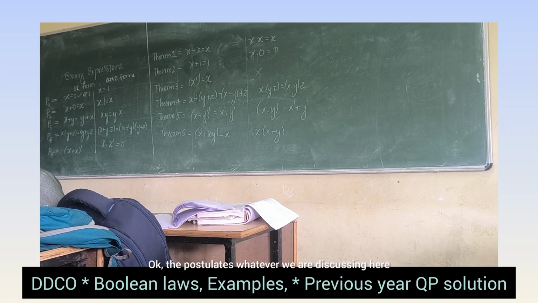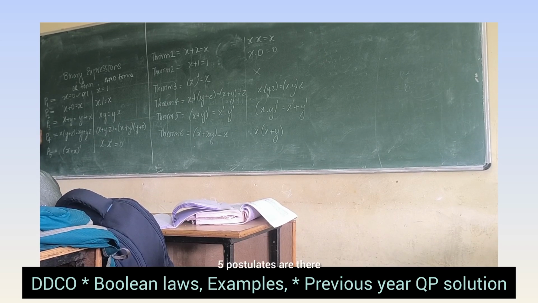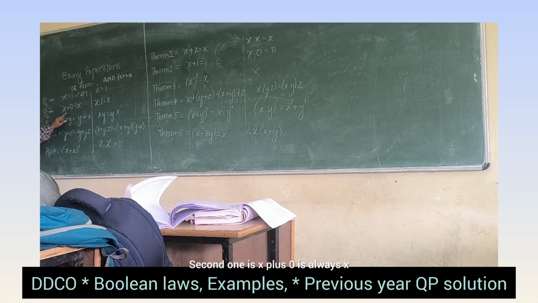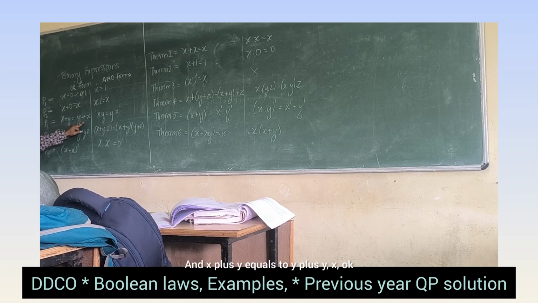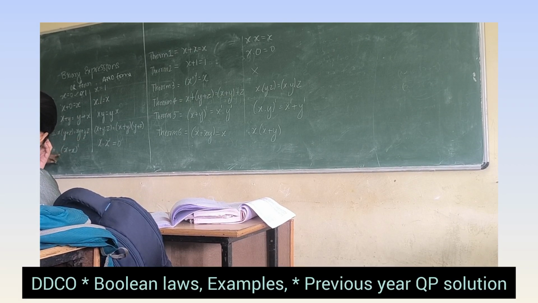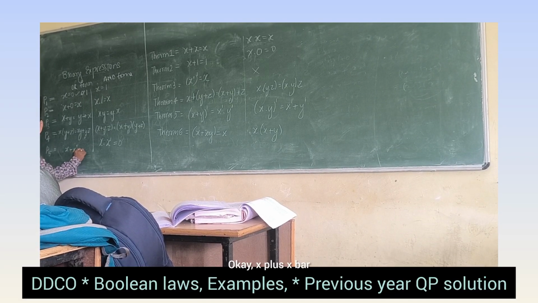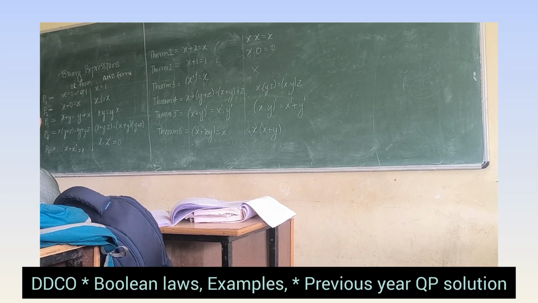The postulates we are discussing here: 5 postulates are there. One is x equals either 0 or 1. Second one is x plus 0 is always x, and x plus y equals y plus x. And also x into (y plus z) equals xy plus xz. Then x plus x bar is 1.